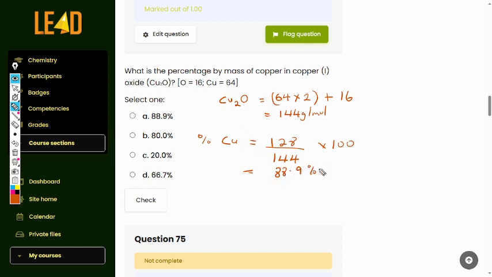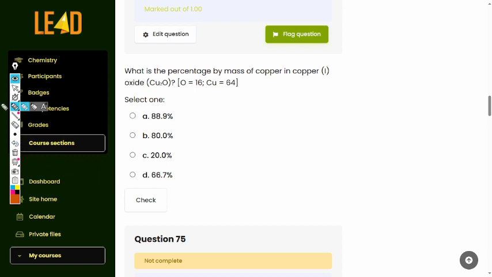Okay, so when you want to calculate the percentage, you get the mass of that atom over the total mass of the whole compound times 100. That will give you the mass percentage. So the answer is A.